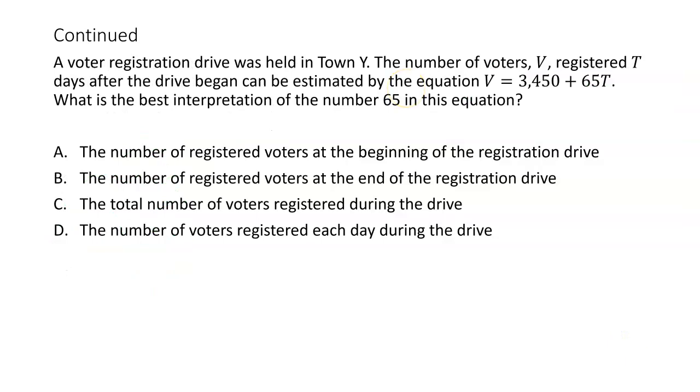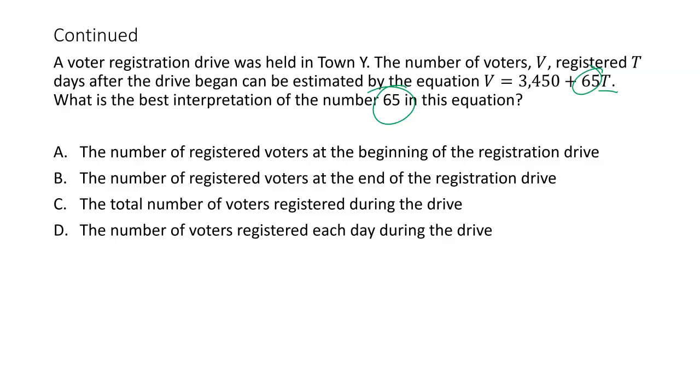A voter registration drive was held in town Y. The number of voters V registered T days after the drive began can be estimated by the equation V equals 3,450 plus 65T. What is the best interpretation of the number 65 in this equation? What part of my equation is 65? Total is V, the number registered. T is days after the drive began. What part of my equation is 65? Ignore the context for now. We're going to come up with our own interpretation before we pick from the choices.